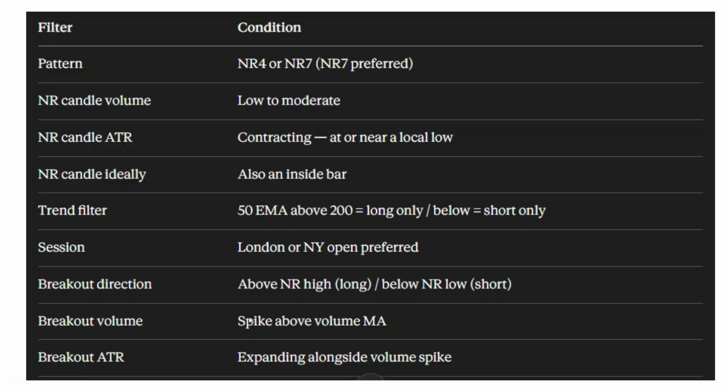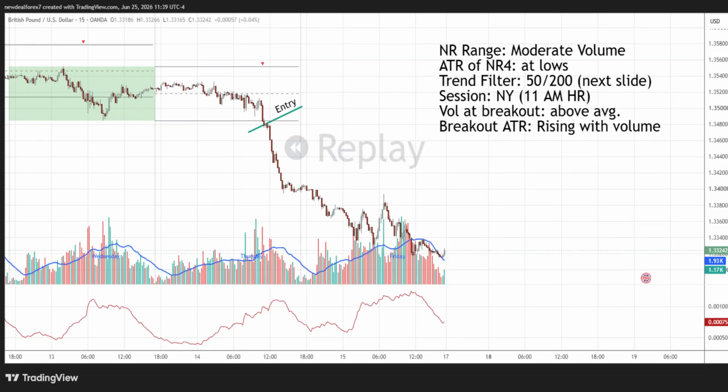And the breakout volume has to spike above the moving average on that volume indicator, and the breakout ATR needs to be going up, alongside, in conjunction with the volume spike. So this is a perfect breakout short.